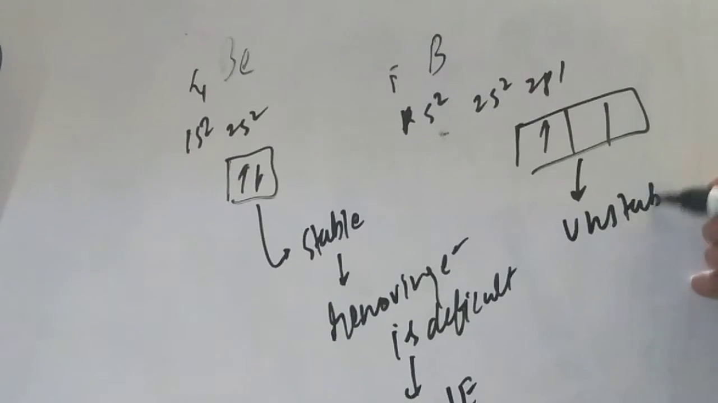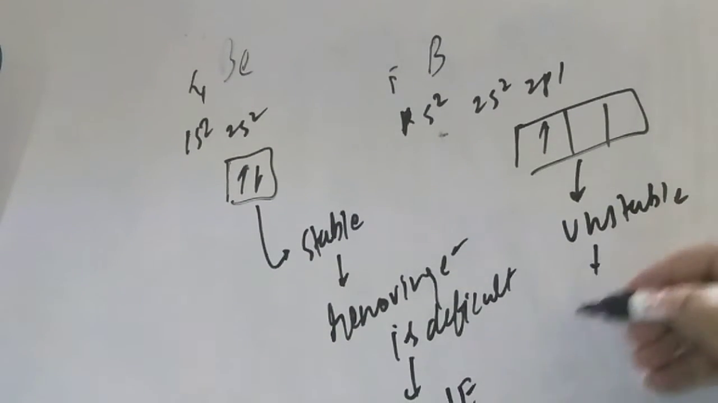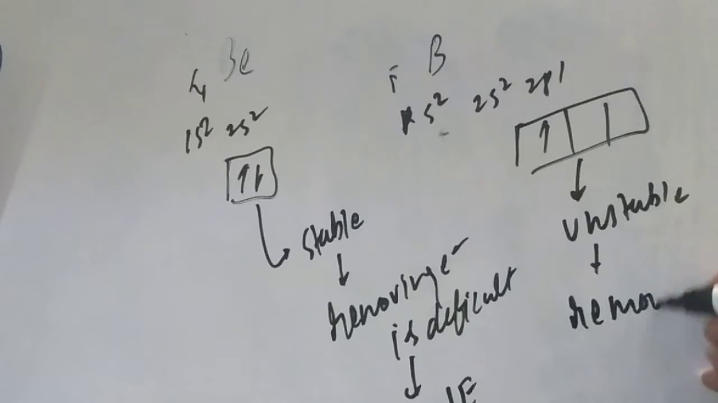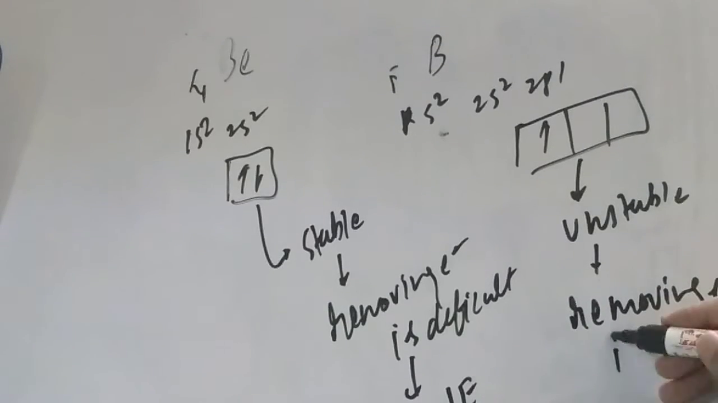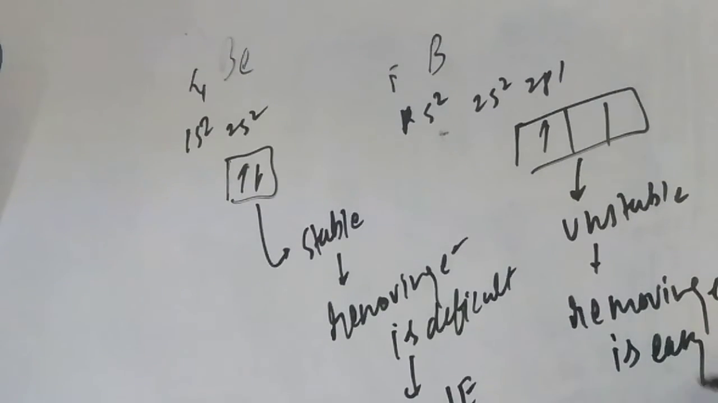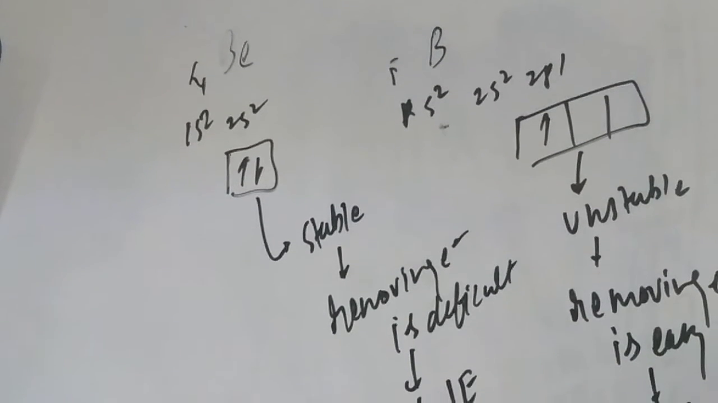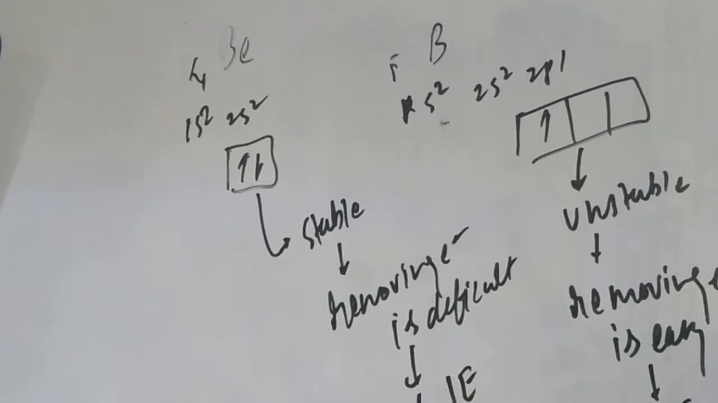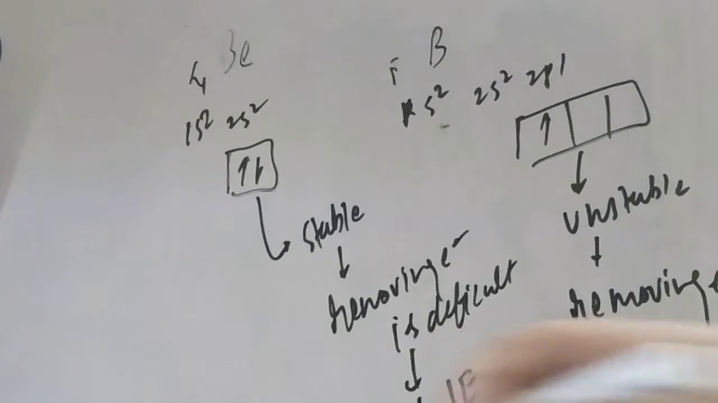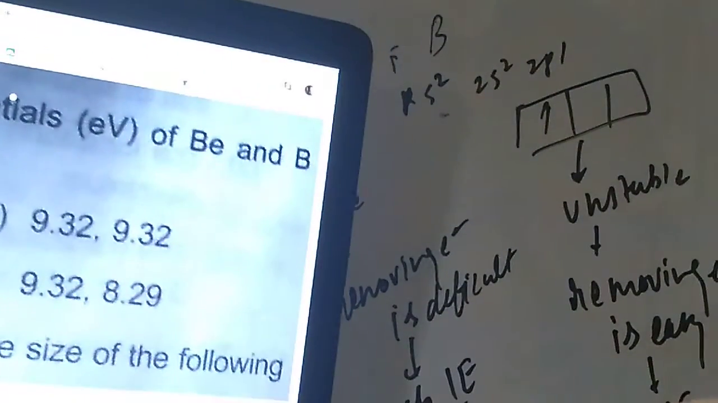If you are talking about this being unstable, student, then removing is easy. Removing an electron is easy means low IE. So first, low ionization enthalpy means beryllium should have high and boron should have low. Okay, now check with the options, student, whatever the options are.